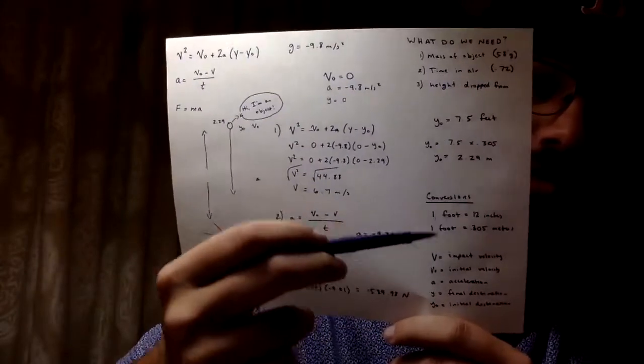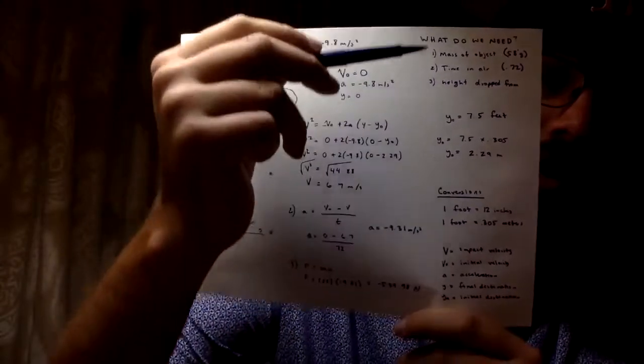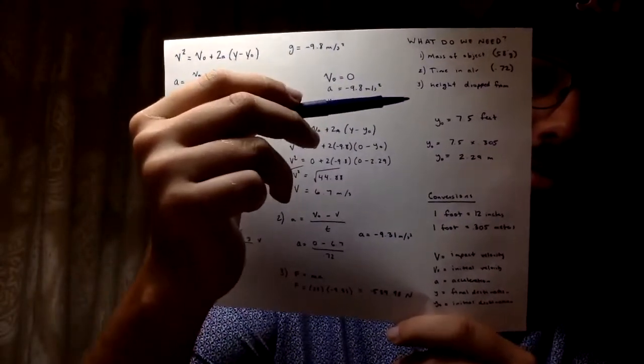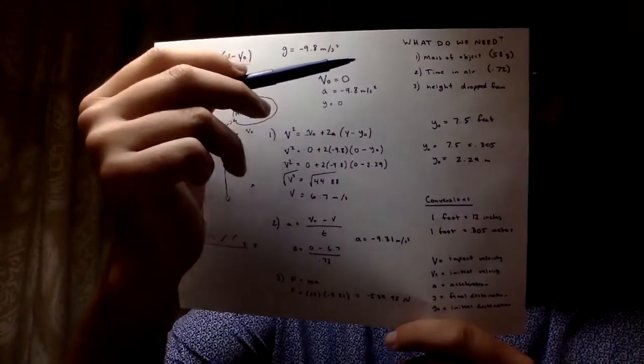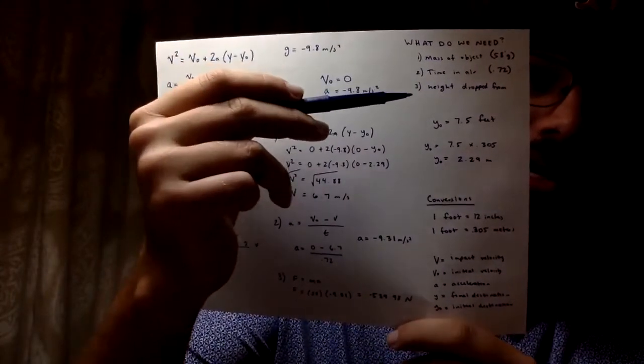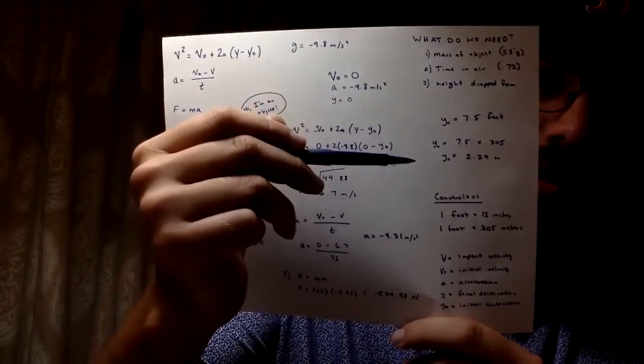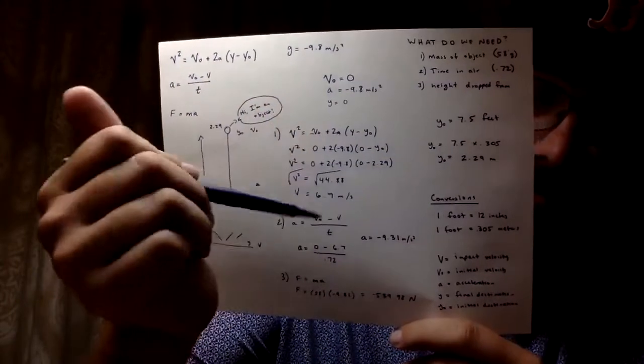Okay, remember these conversions over here, which are very helpful. And these are the three things that you need. What is the mass of the object? What is the time in the air? And what is the height that it fell from? Okay, so if you guys get all of that, you guys will be golden.